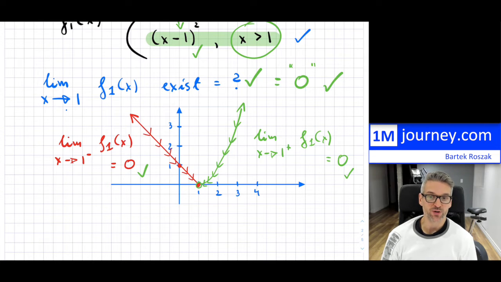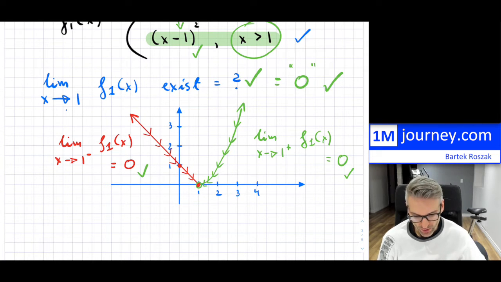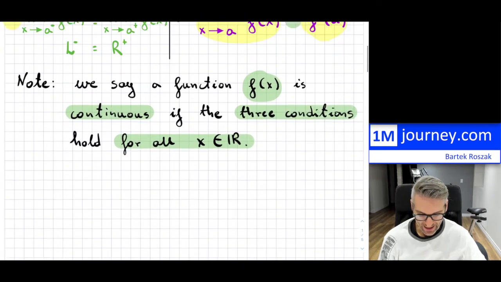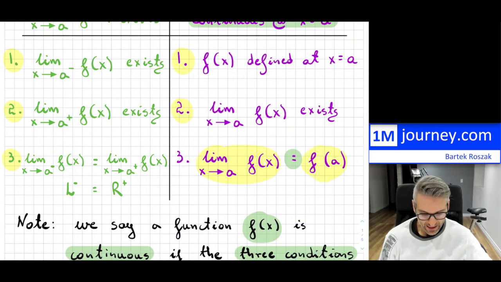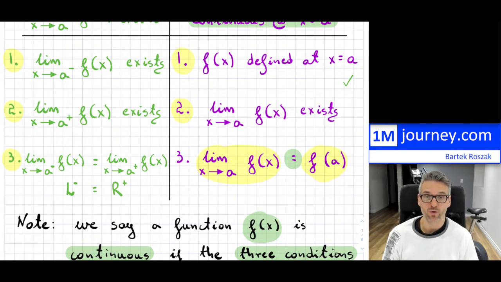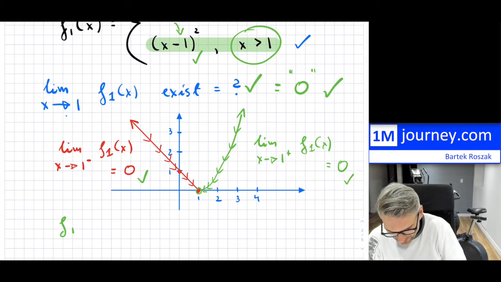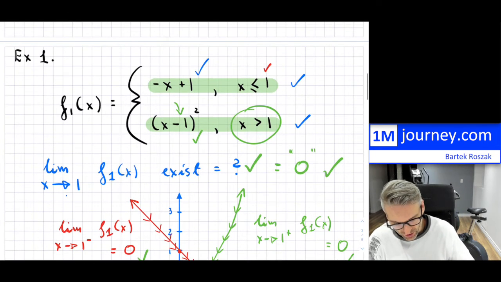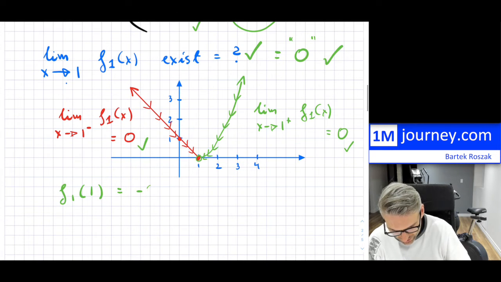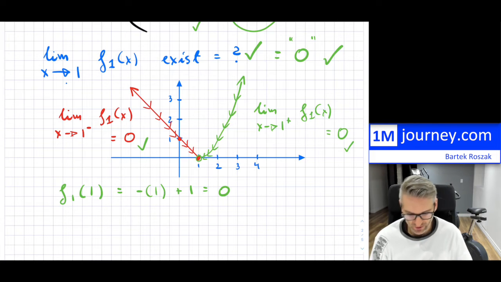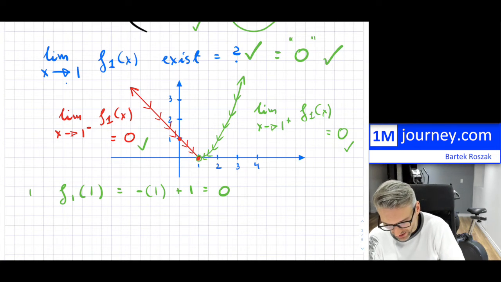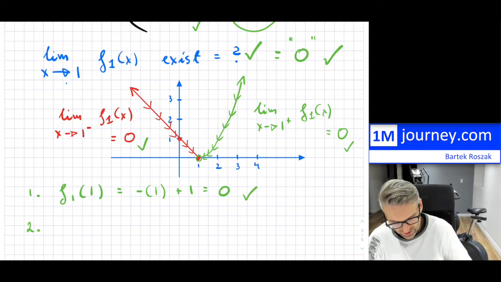Now, if we wanted to know continuity, so if I go back in here, I need these three conditions. I need the function to be defined at my a, in this case that would be 1, and it is defined. If I take f at 1, I substitute 1 for x, and this would have been plus 1, so this indeed just equals 0. That was my condition 1, so this is satisfied.